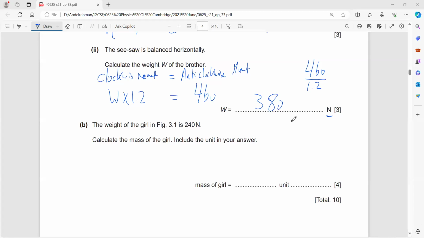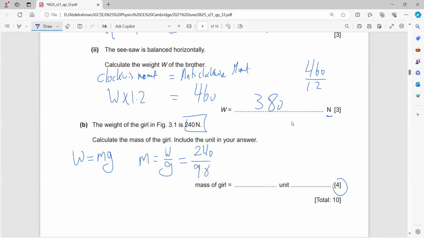Calculate the mass of the girl. The weight of the girl is 240 newtons. The mass of the girl, 4 very easy marks. Weight equals mg, so mass equals weight over g. Weight 240 divided by g 9.8. The marking scheme wrote it down as 10, but we need to use 9.8. So 240 divided by 9.8 is approximately 24.5.